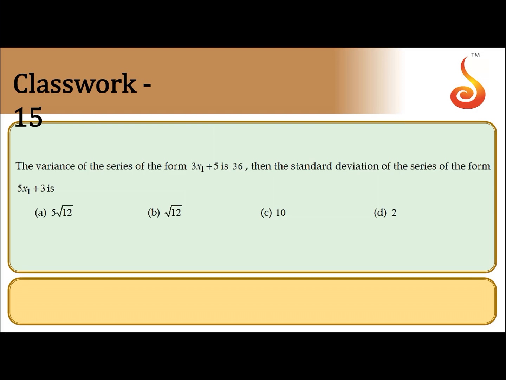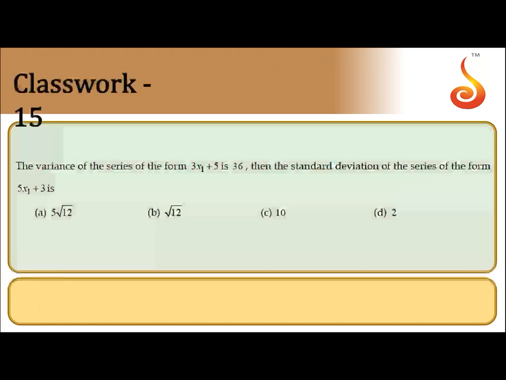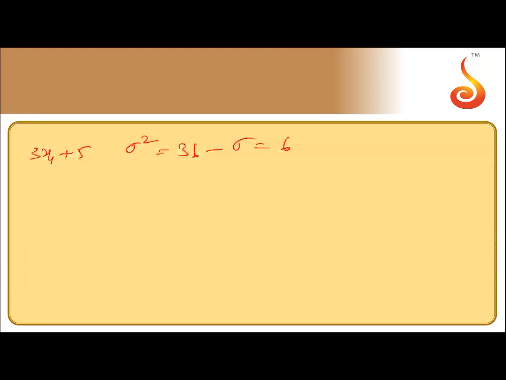Coming to the next one, the variance of the series of the form 3x1 plus 5, the variance is equals to 36. So standard deviation is equals how much? 6. Okay, standard deviation is equals to 6. The standard deviation of the series of the form 5x plus 3 is equals to how much? So definitely the standard deviation of 3x1 will be equals to 6 only. And for x1 standard deviation will be is equals to 6 by 3, that is equals to 2.